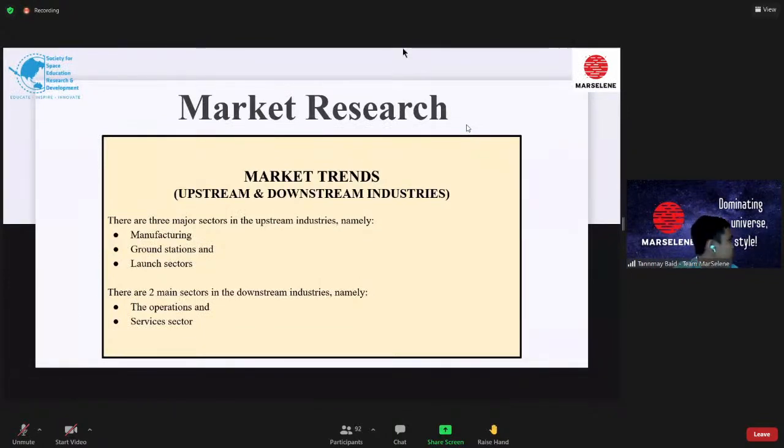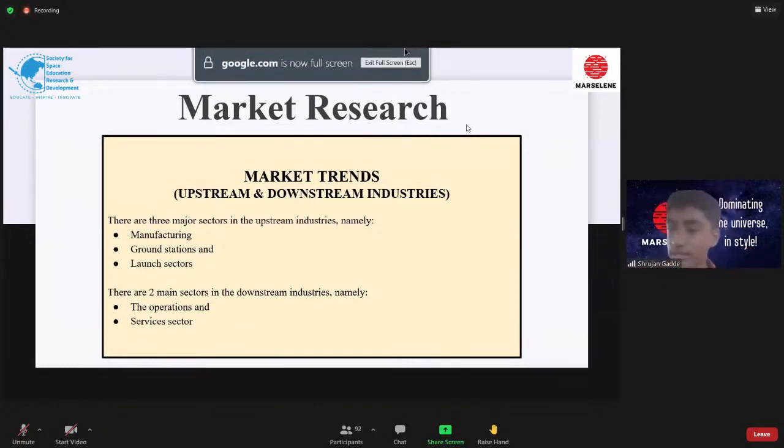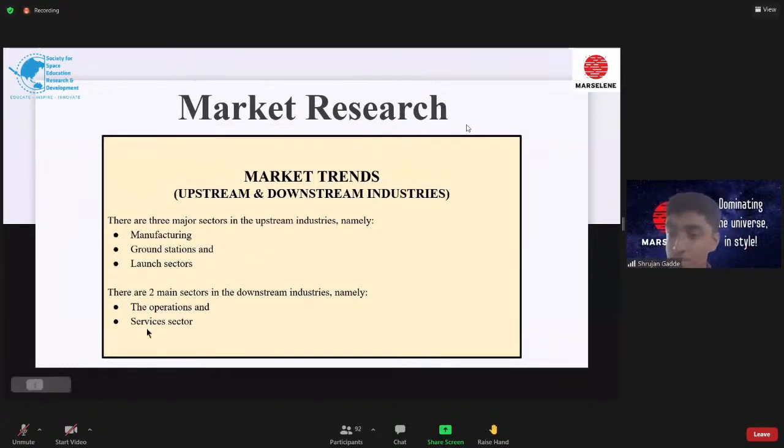Pause a minute. So this is our market analysis for our products. We first differentiate between upstream and downstream industries. So basically, upstream industries provide carrier and launch facilities to other space companies or design launch vehicles. The downstream industries provide services such as satellite communication and also work in the operation sector. According to our research, the major sectors in the upstream industry are manufacturing, ground station, and workstations. And the downstream industry, as previously mentioned, is mostly constituted by the service and operation sectors.